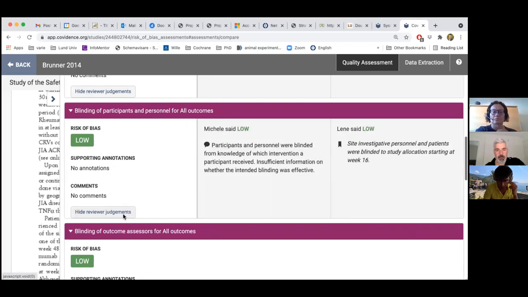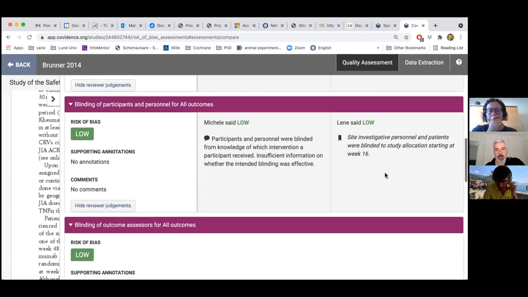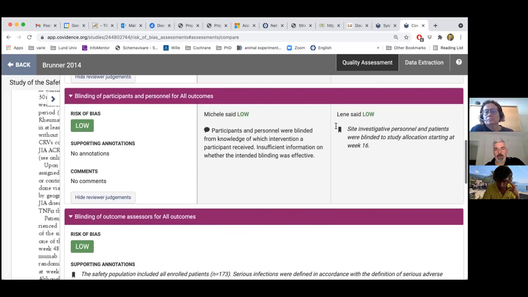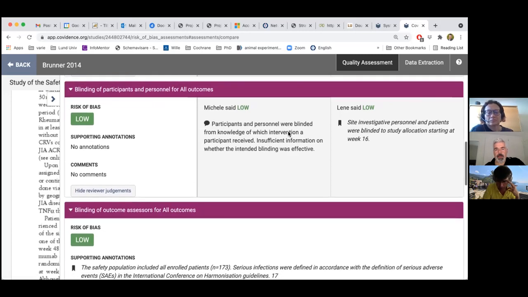So let's look here. Lena used the quote, and week 16 is part 2, which is the most relevant. So both of you are happy, low, and yes, I agree if these sentences are there.